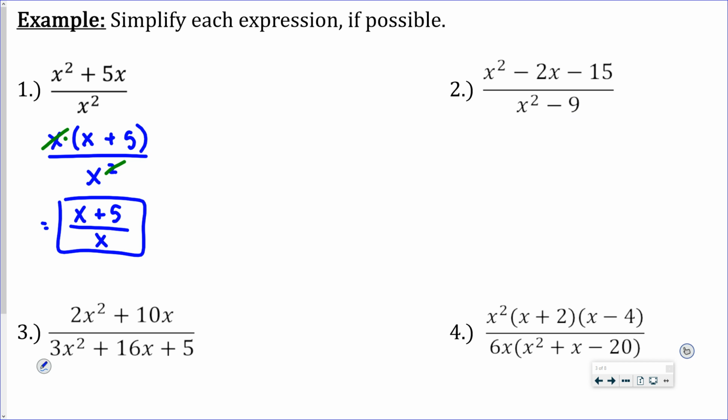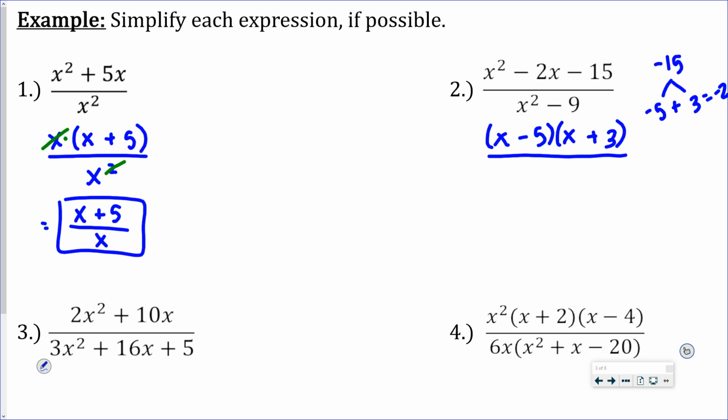Alrighty. That means this is going to factor into x and x. And then I got to find my 2 numbers that multiply to negative 15 and add to negative 2. I think I heard Wesley say negative 5 and 3. Do we agree that works? Okay, so that factors into x minus 5, x plus 3. All right, now I'm looking at my denominator.